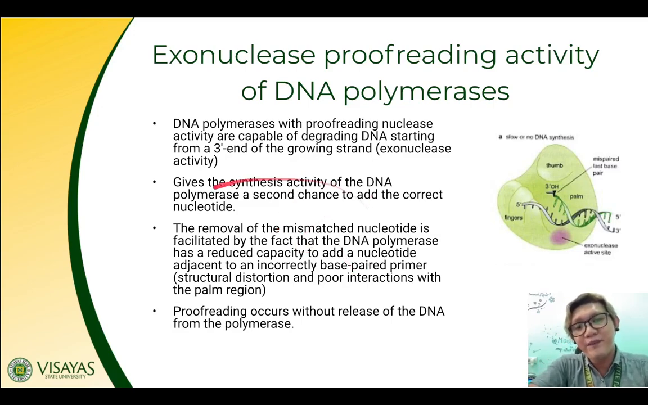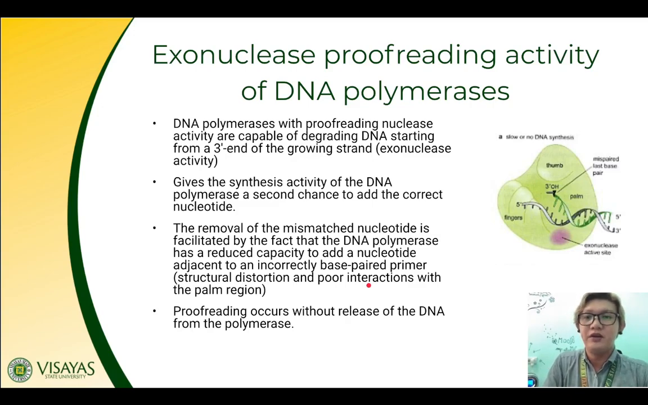So the removal of the mismatched nucleotide is facilitated by the fact that the DNA polymerase has a reduced capacity to add a nucleotide adjacent to an incorrectly base paired primer. So it will lose its processivity in the process because of structural distortions and poor interaction. So it could sense something must be really wrong.